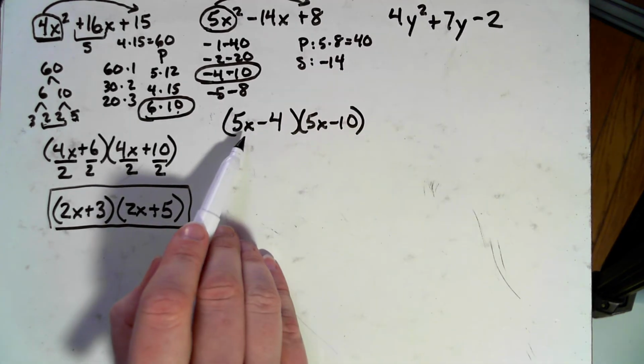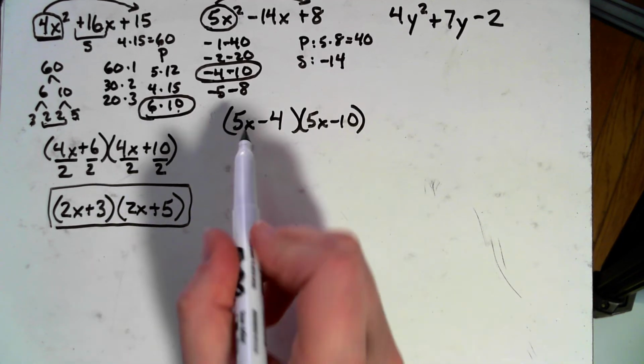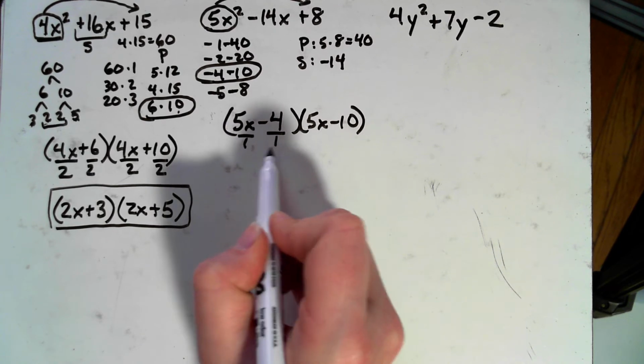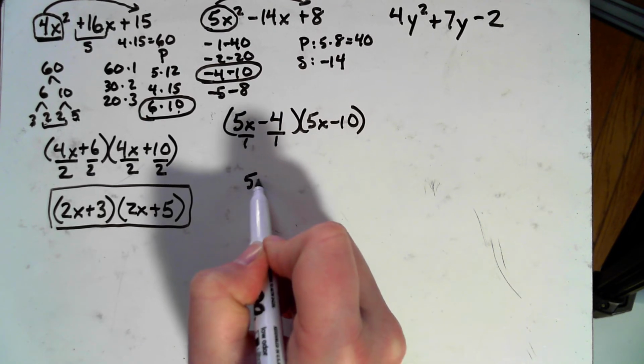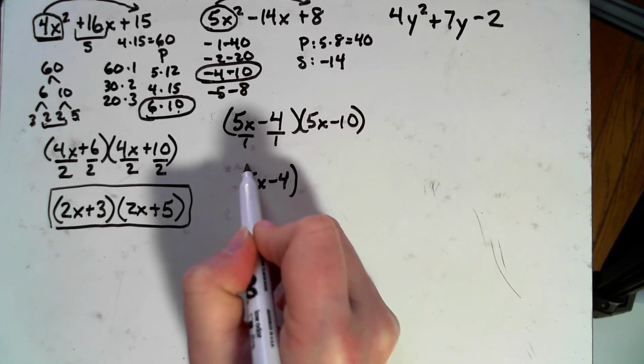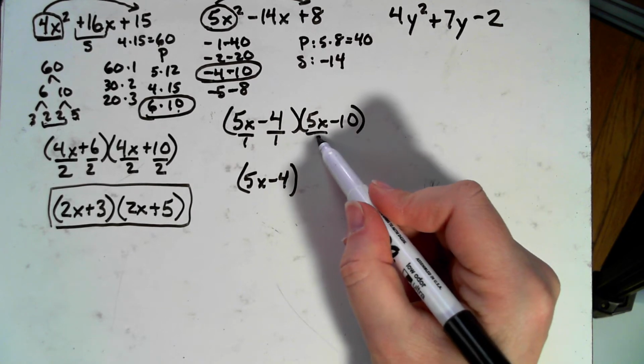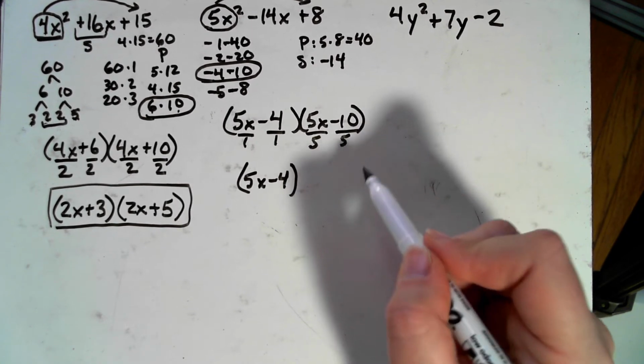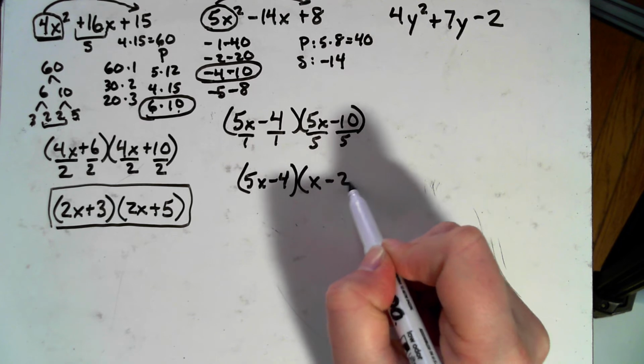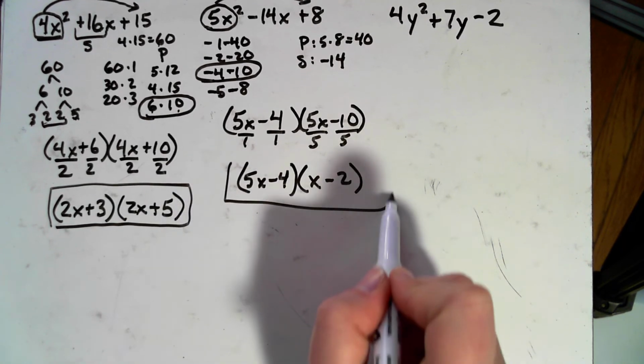And then each set gets divided by its GCF. Here the GCF is 1, so it's not going to make a change. You have 5x minus 4 here. And here the GCF is 5, so I'm going to divide by 5. So you have x minus 2. And this is the answer.